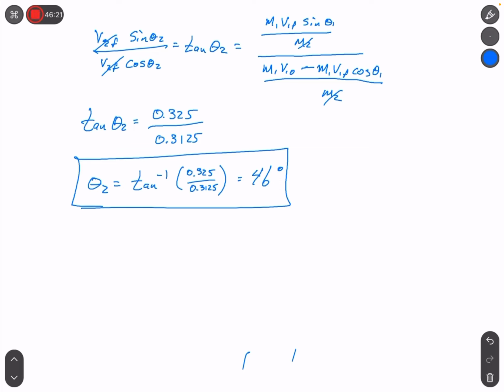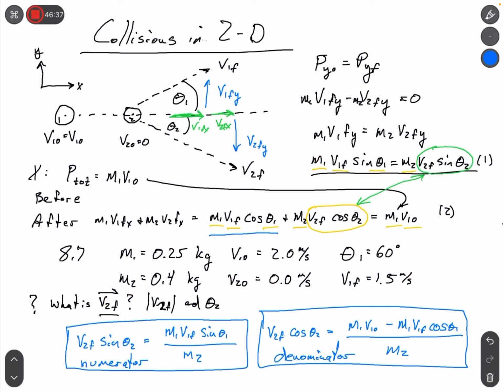Okay, but we still have not found our V2. We haven't found V2 yet. Our V2 final, we need it. So we gotta keep moving. We can go back and say, okay, where does V2 final come from? If we know this, let's do the easier of the two equations. Let's do the y equation. Let's do this one. I'll circle it in this bright color. We're going to do this equation.